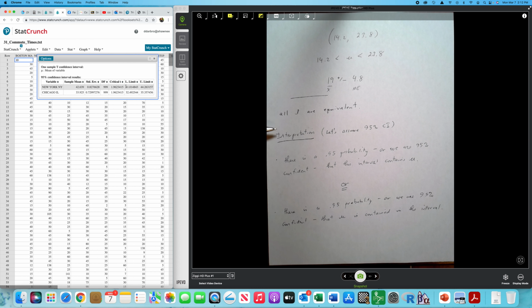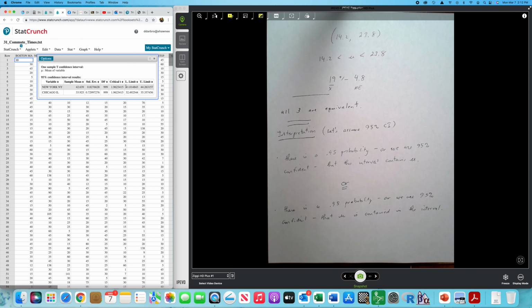Now, the interpretation, I gave you 2. Which one do we think is correct? And I'll tell you right now, there's one that's correct and there's one that's not correct. The first one says there's a 0.95 probability, or we're 95% confident that this interval contains mu. The other one says there's a 0.95 probability, or we're 95% confident that mu is contained in the interval. Now, at first glance, I believe these two look very similar, but it turns out that only one is technically correct, and that one is not it.